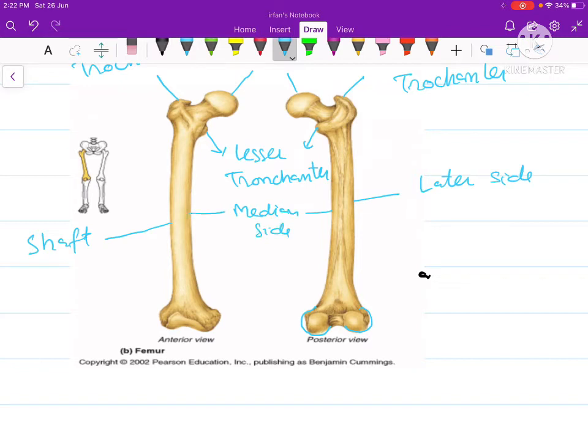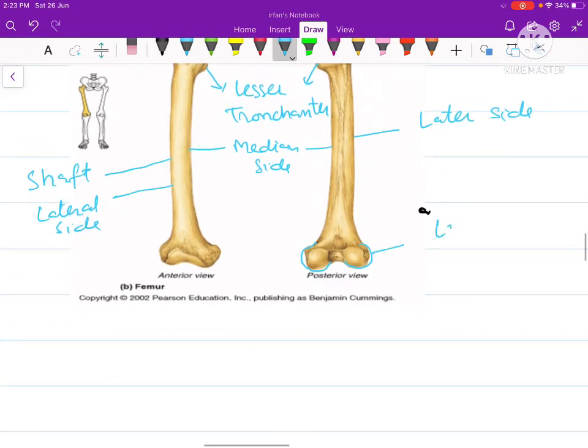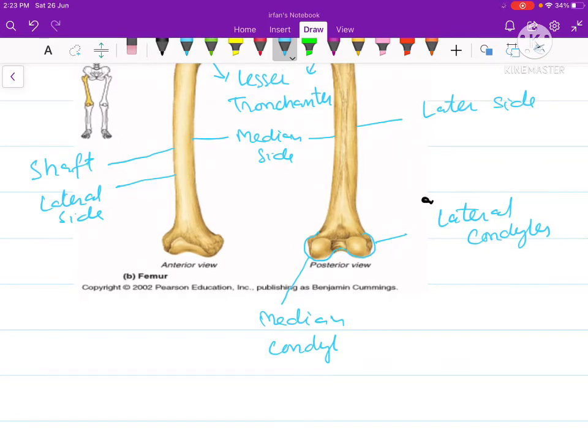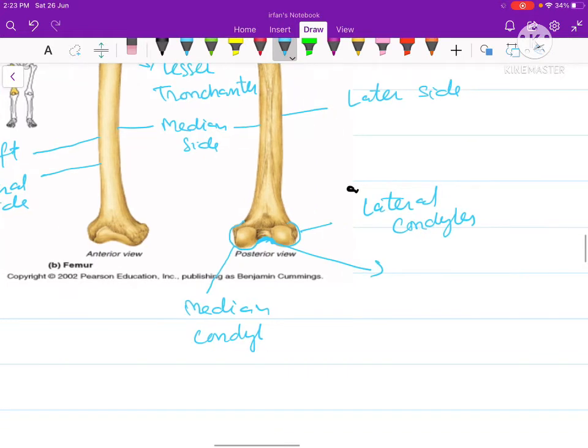Right? So this will be again the median side, and this side will be the lateral side. Accordingly, these condyles are named the lateral condyle and the median condyle. In between these two condyles is present a fossa, which is called the intercondylar fossa. So that is present between the two condyles.